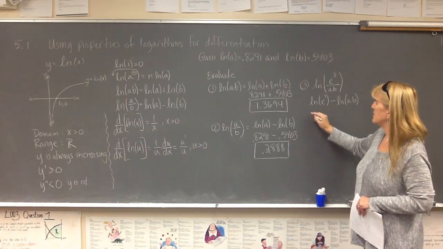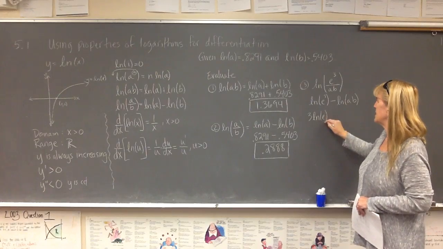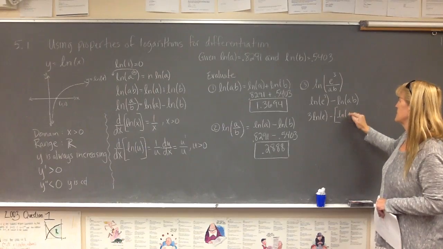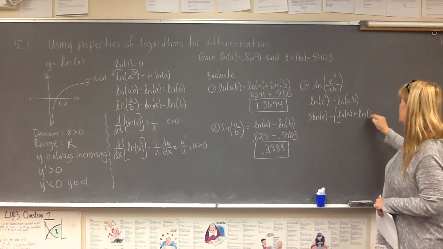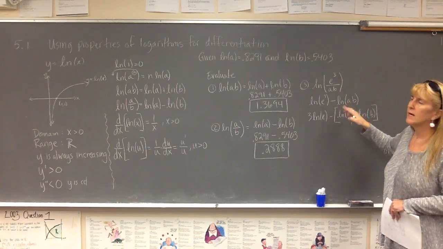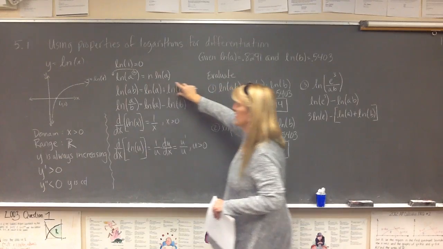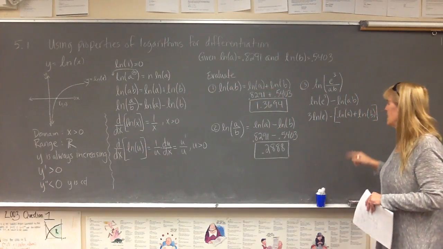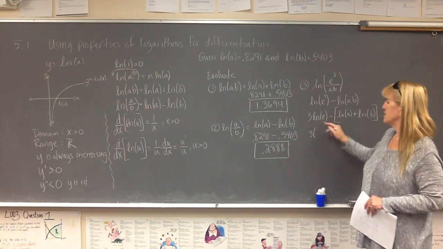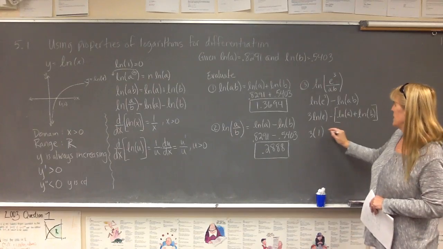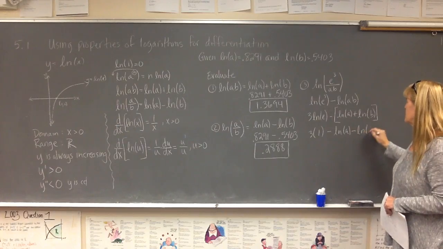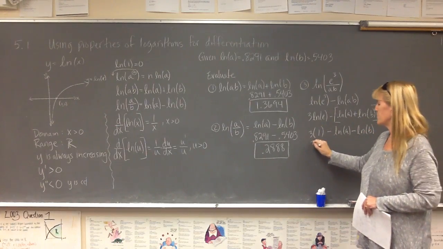This exponent can come down, and I can have 3 natural log of e minus, big bracket now, natural log of a plus natural log of b. We need the bracket because this subtraction sign is applied to the natural log of ab, which is this whole entire sum of the natural log of a plus the natural log of b. This negative needs to be distributed. Natural log of e is simply 1, okay? Minus natural log of a, and then minus natural log of b. 3 times 1 is 3.